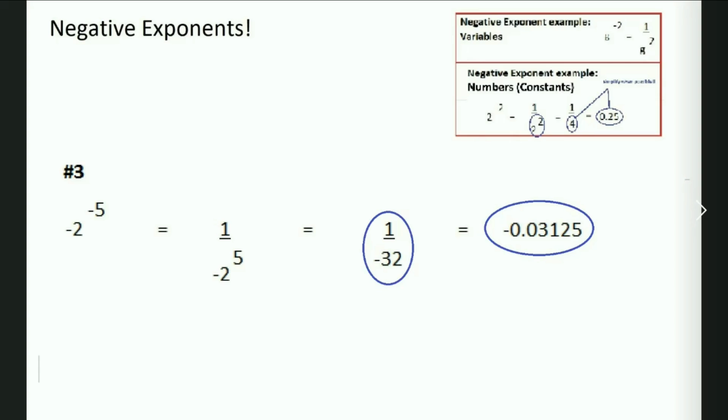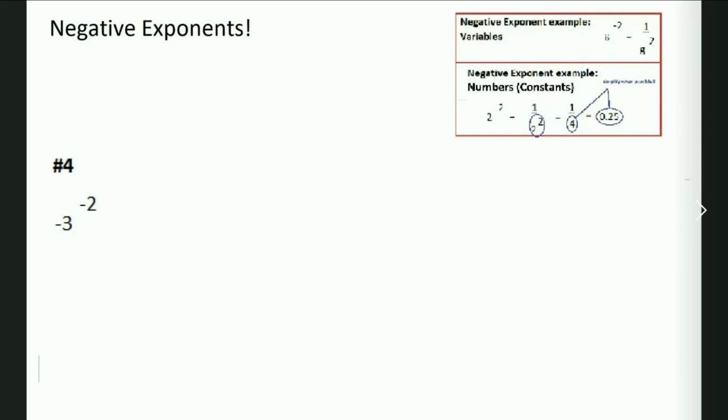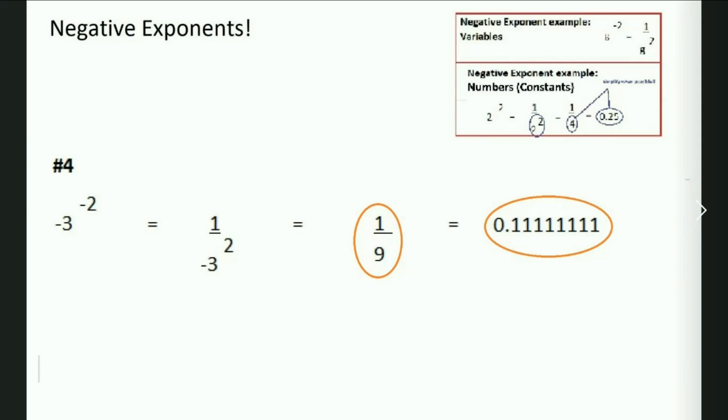Let's go on to number 4. With number 4, we have negative 3 to the negative second power. Here you can see an example of raising a negative number to an even power. So this becomes 1 over negative 3 squared, and that becomes positive 1/9. A negative times a negative is a positive number, and when you're doing squares, the same rules apply. So we have 1/9 or 0.11 repeating. I forgot my repeater bar, I'm sorry. But that is the answer for number 4.